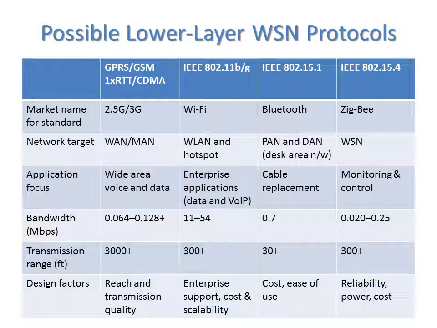Here is the comparison shown in this slide: the first column is GSM or GPRS, then CDMA systems, the second column talks about IEEE 802.11b and g standards, the third is 802.15.1, and then we have 802.15.4, which is ZigBee. How those protocols and technologies are used in wireless sensor networks is explained in this slide.